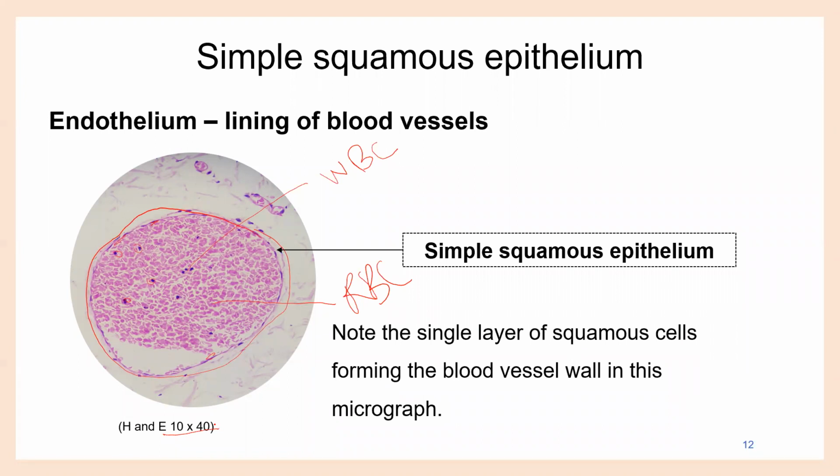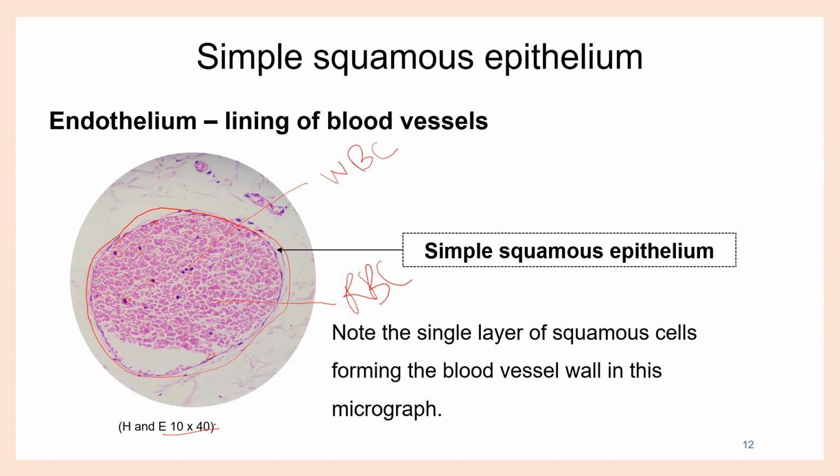So we call simple squamous epithelium, when it lines a blood vessel, an endothelium. So the lining epithelium of the blood vessels and lymphatics. Blood vessels means the arterial system, the venous system, and the lymphatics. We call them endothelium.